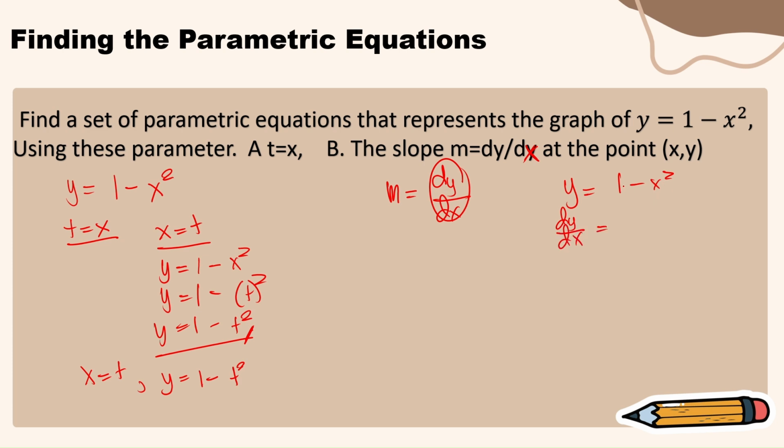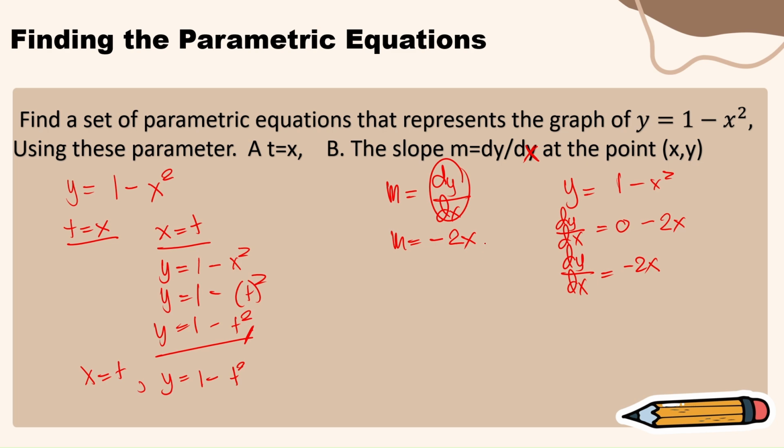So the derivative of 1 with respect to x is 0. The derivative of negative x squared with respect to x would be equal to negative 2x, or simply dy over dx is equal to negative 2x. And since dy over dx is equal to the slope, the slope is equal to negative 2x. And the parameter here that we're talking about is the slope.